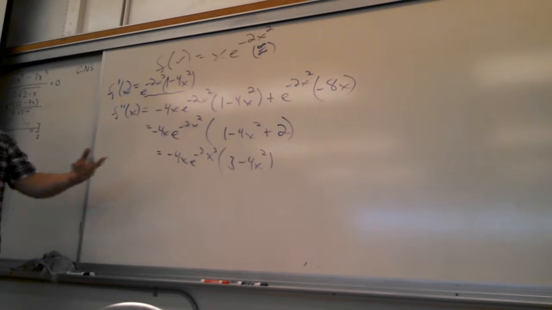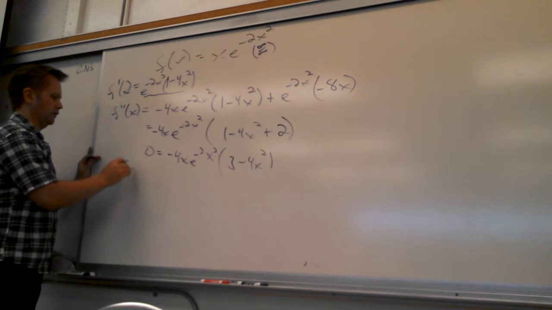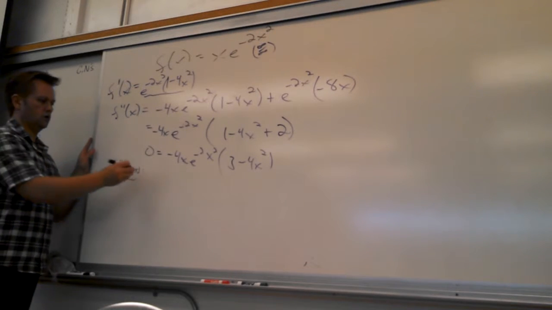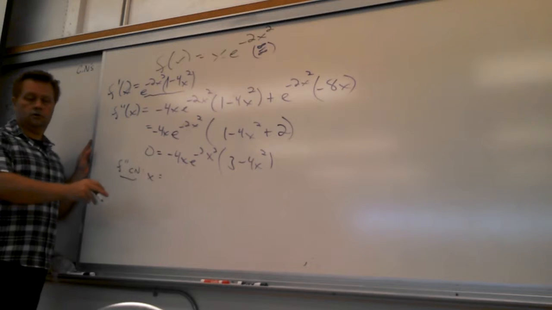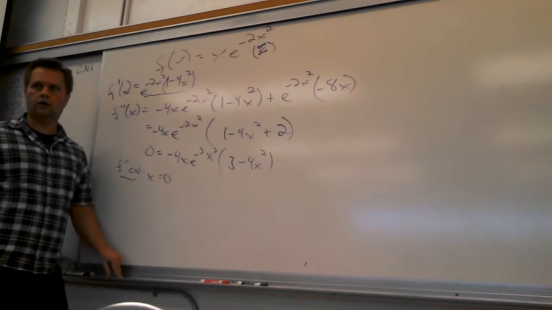So what do I want to do with this next? Set it equal to 0. Yeah, so the critical numbers of the second derivative are where? They're at 0. Good. And then where?